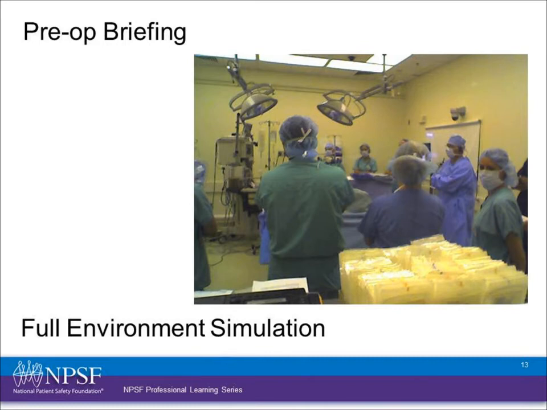This is a full environment simulation for a preoperative briefing. You've probably all heard about the surgical checklist, which is a relatively new patient safety intervention. The idea is to have a pre-op briefing before every operation, where people first share their names and what their role is going to be in the surgery, and then identify the patient and the site and talk about all kinds of special issues. These briefings are relatively new, and they've been met with some resistance.